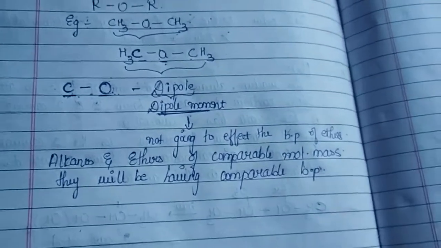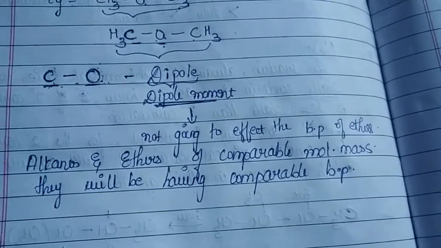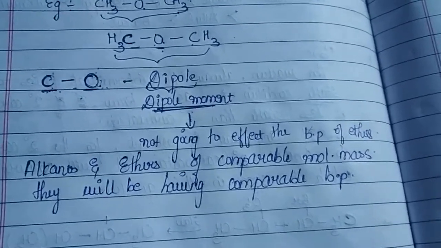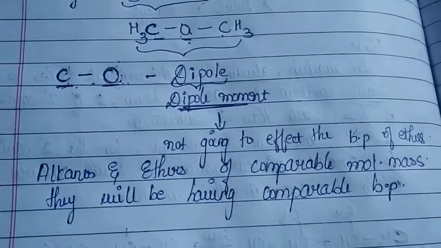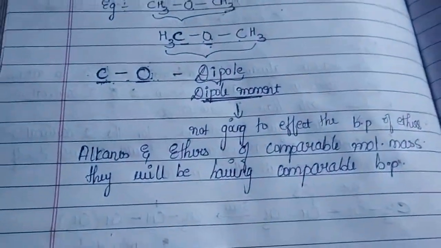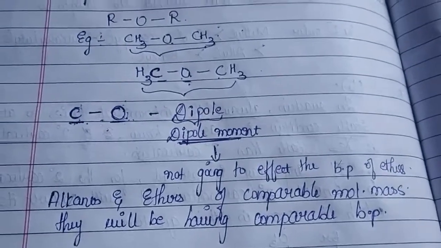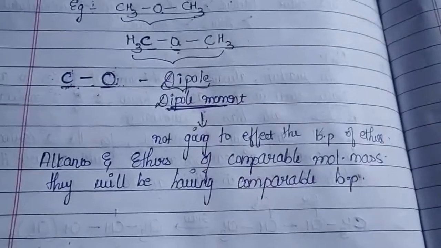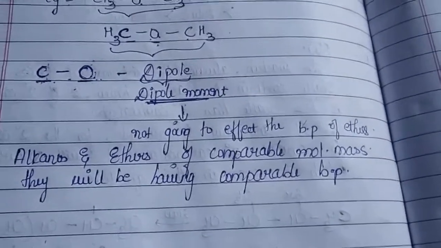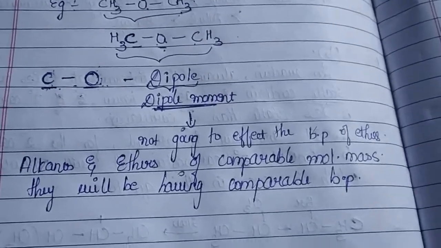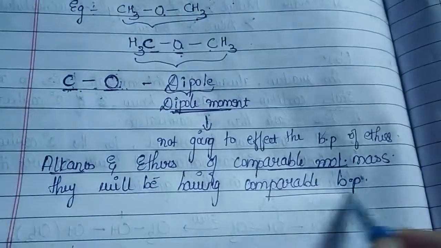Sir, I didn't get what you said. Then let me say it once again. So of course what we came to know when we are seeing the ethers, of course there is a bond polarity due to the higher electronegativity difference between your carbon and oxygen. Whenever there is a polar bond, of course there exists a dipole moment. But do remember, this dipole moment in ethers, more specifically I am saying, is not affecting the boiling point. When I compared the alkanes and ethers of comparable molecular mass, I came to know that there is a comparable boiling point.